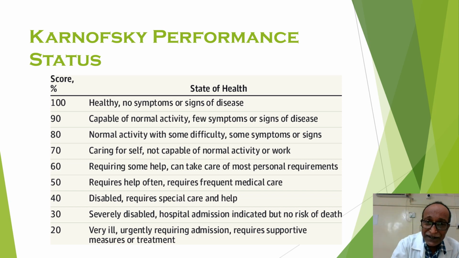So what is 70? A patient of cancer who can care for his own self within the activities, but he is not capable of normal activity or work. KPS is graded on a scale of 10, from 100 till 20. 0 means death. KPS thus is part of general examination and guides all the treatments and the prognosis of the patient.